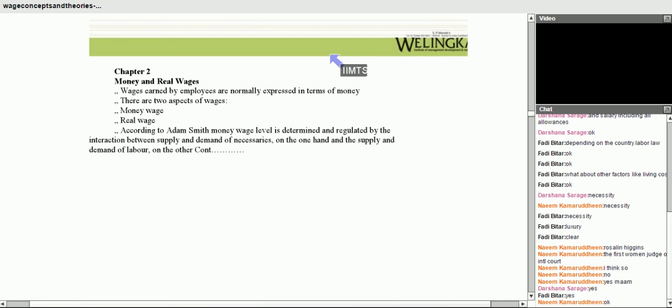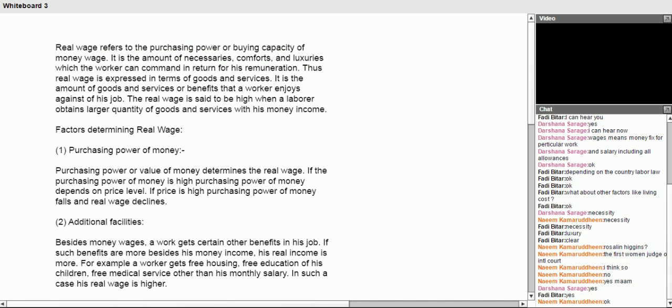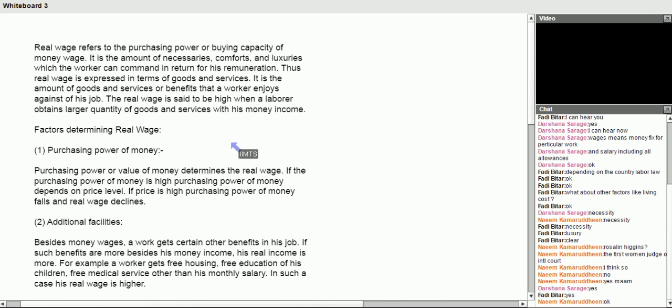Okay. Now for this we need to go to this whiteboard, because here the real wages have been explained in detail along with the factors which affect the real wages. Okay. So real wage refers to the purchasing power or buying capacity of the money wage. It is the amount of necessaries, comforts and luxuries which the worker can command in return for his remuneration. Thus real wage is expressed in terms of goods and services. It is the amount of goods and services or benefits that a worker enjoys against his job.